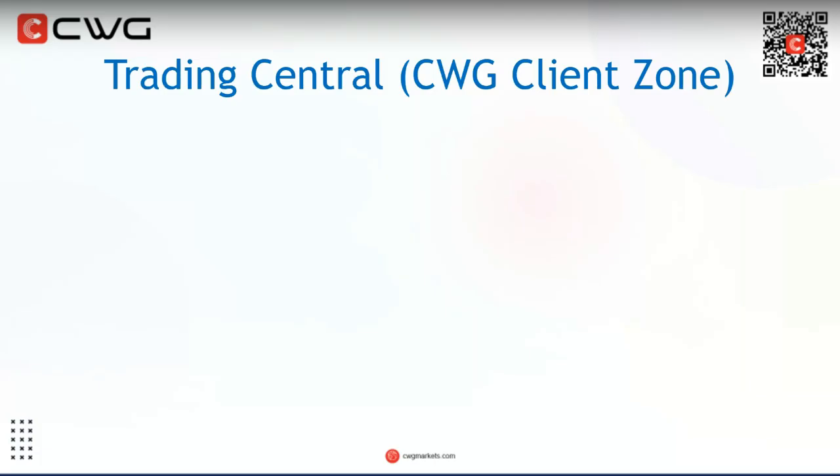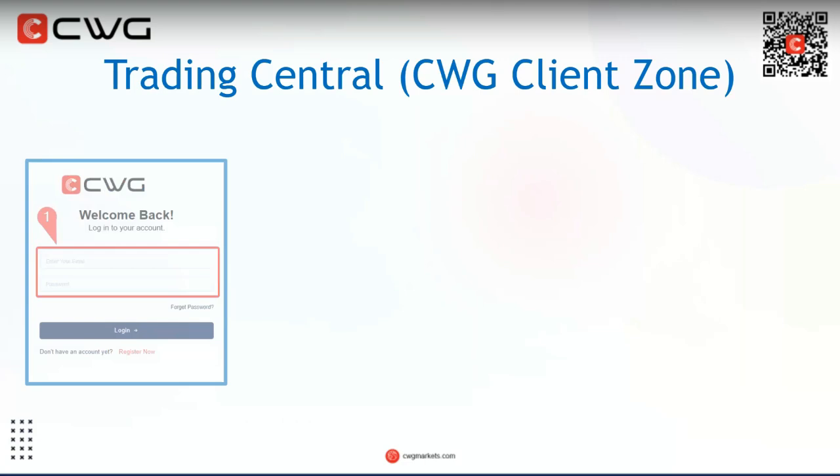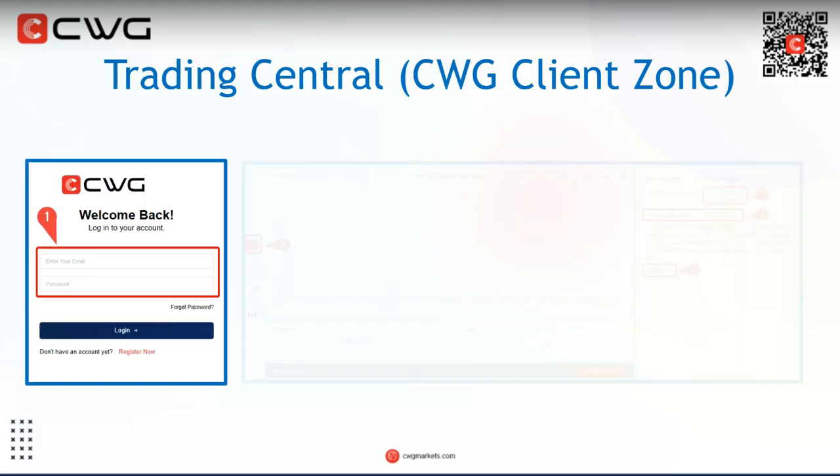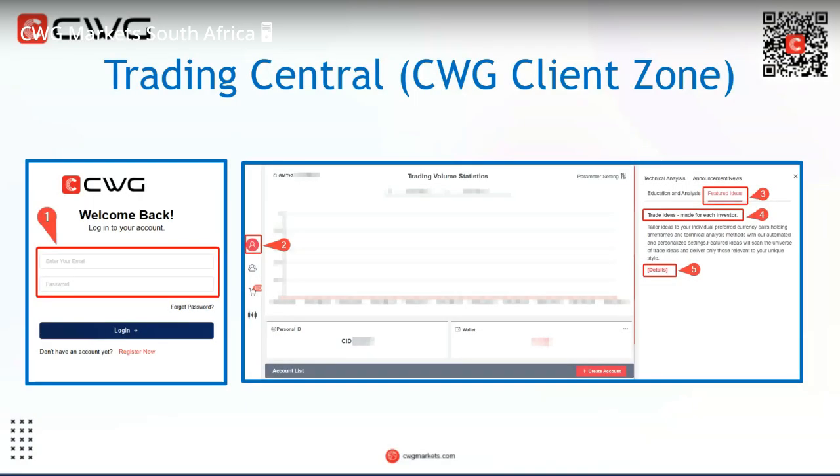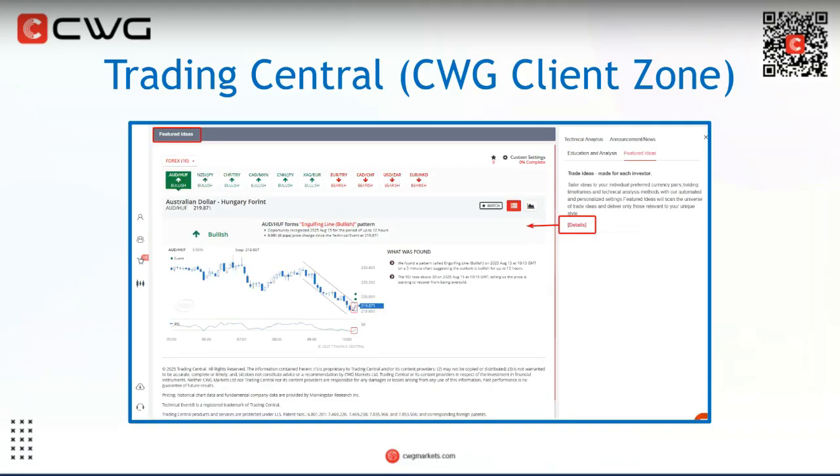So where do you access the Trading Central? The Trading Central is accessed in your client zone. So all you simply need to do is log into your client zone, which is at your cwgmarkets.com. And once you log in, then you can simply click under Trading and Technical Analysis. Simply click on what we call the Featured Ideas option. Now, Featured Ideas is where you'll find the specific Trading Central application, which is a tool that you can use to help you to do so.